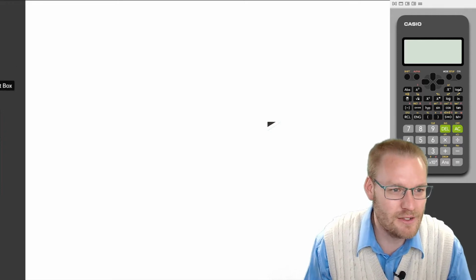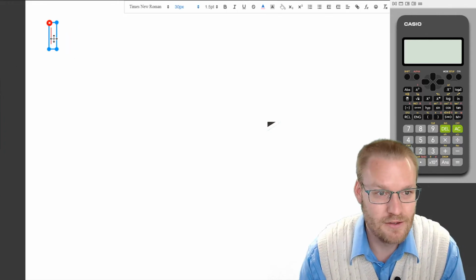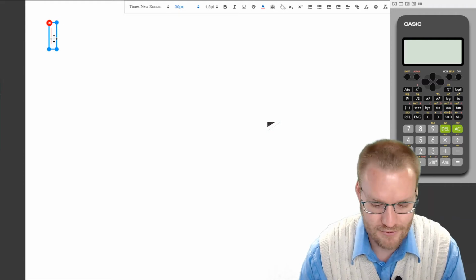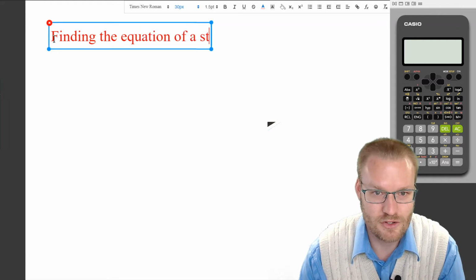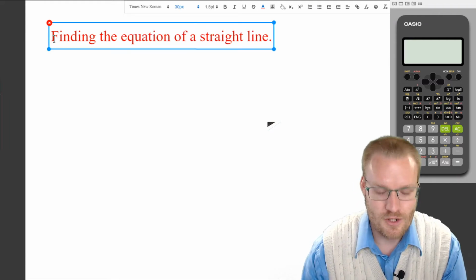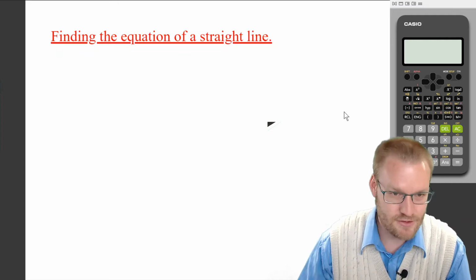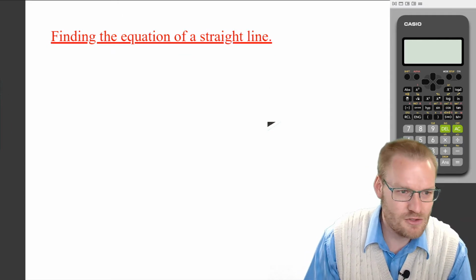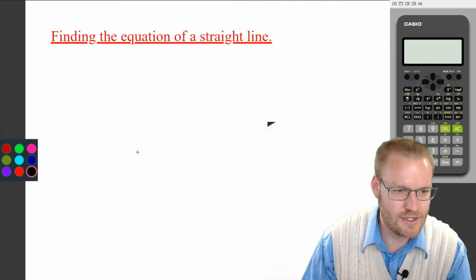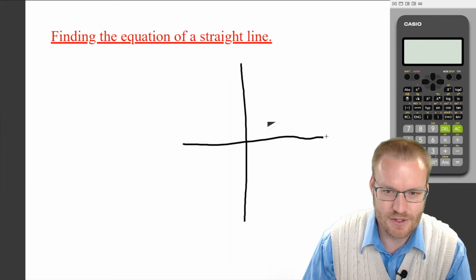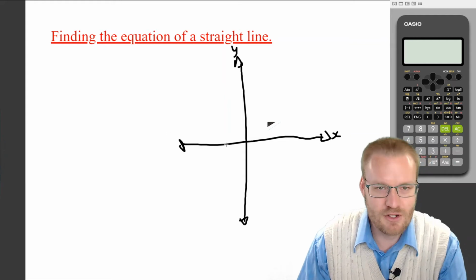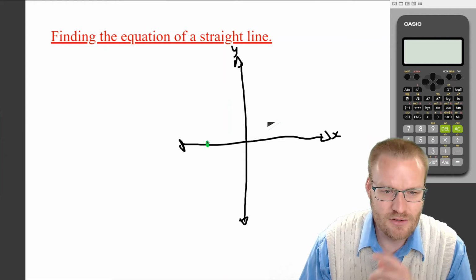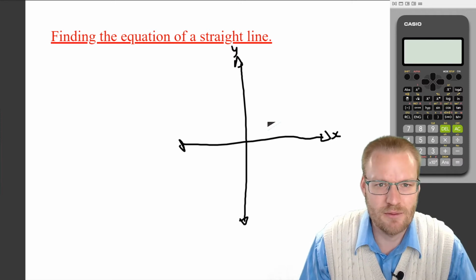So what we're doing now is finding the equation of a straight line. If we're given a straight line, we're going to have to find the equation. Just to show you that it doesn't matter what straight line, it's not some magic numbers. All of this you're given, so please draw as you go. You're given the x and y axes, and a straight line, and let's say you're given the x-intercept and the y-intercept. Now I'm going to make these randomly.